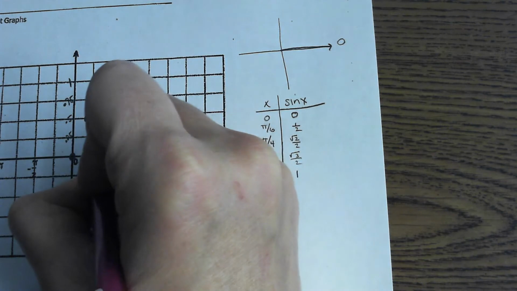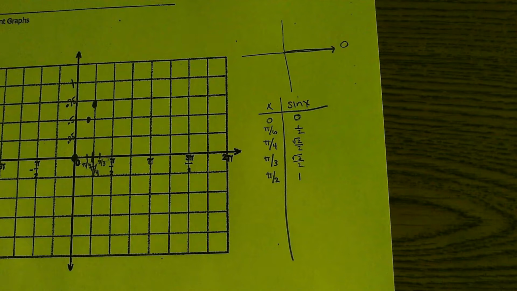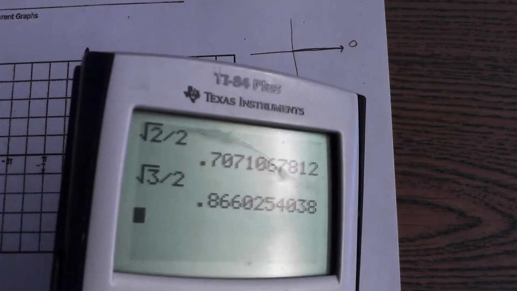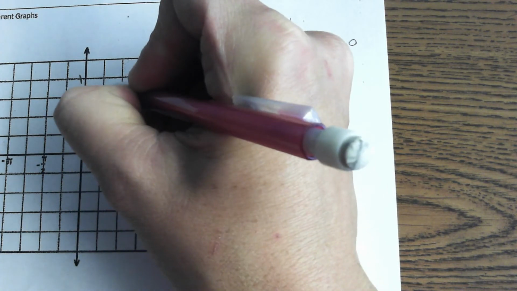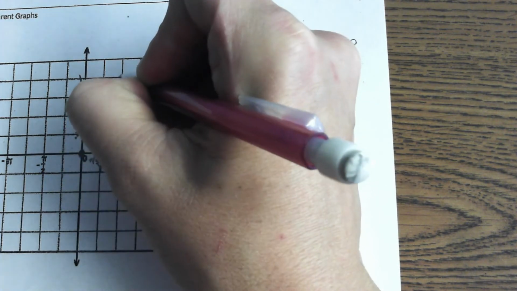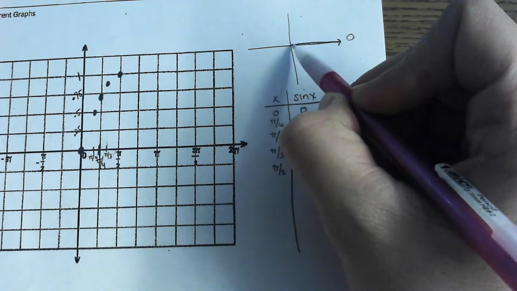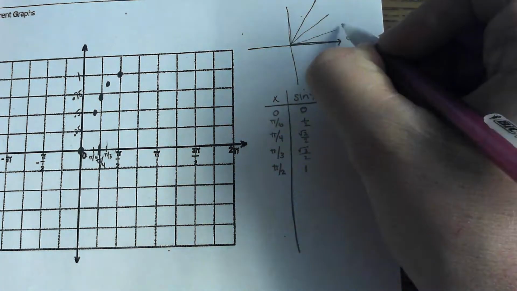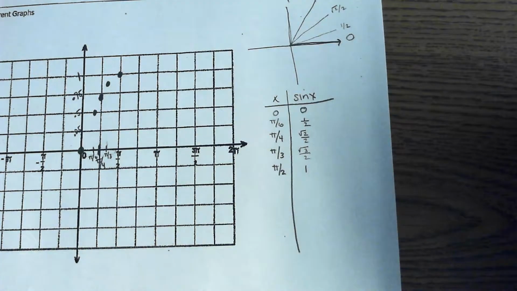And then pi over 3 is a 60 degree angle, so that's 2/3 of the way to the pi over 2. And again, we got to cheat a little bit. Square root of 3 divided by 2 is 0.866. So we'll do 0.87-ish. And then pi over 2 is 1. So we just did a 30 degree angle, a 45, a 60, and a 90. And we had those values.